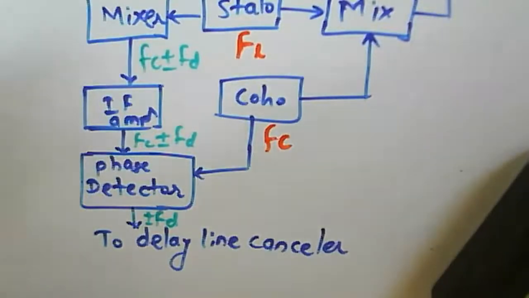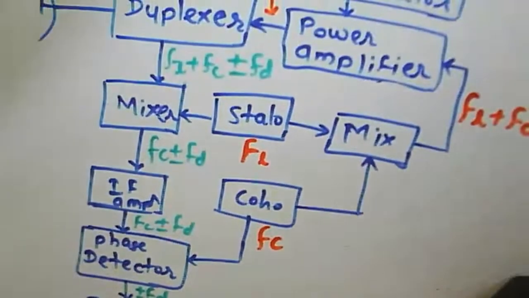Or you can say that uncancelled clutter. So there will be a clutter somewhere. You can say it's about cancelled clutter or uncancelled clutter. Our aim is to remove whatever the clutter information is there, and that is to be removed through this. So we are using a delay line canceller, and that delay line canceller will be used to remove the uncancelled clutter there.